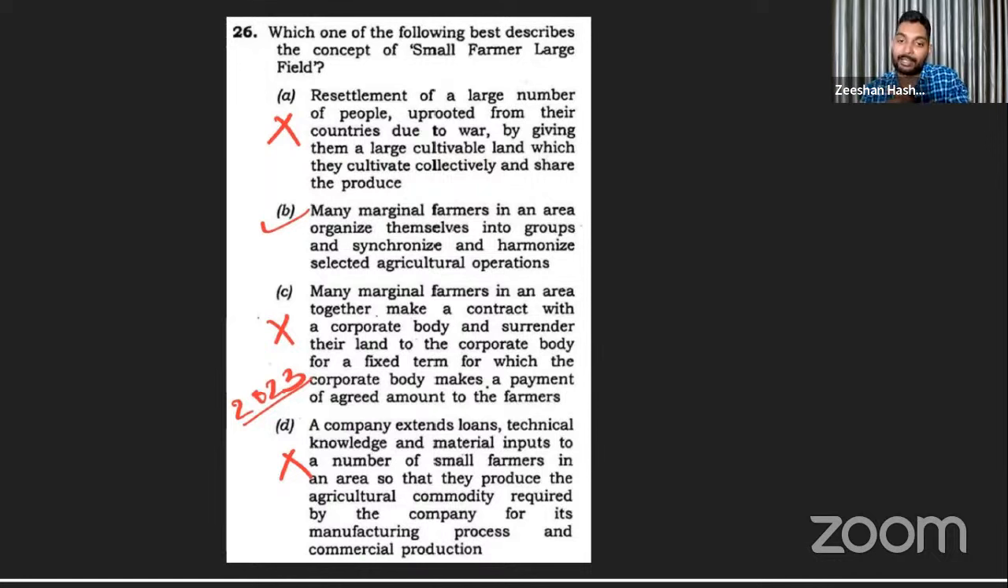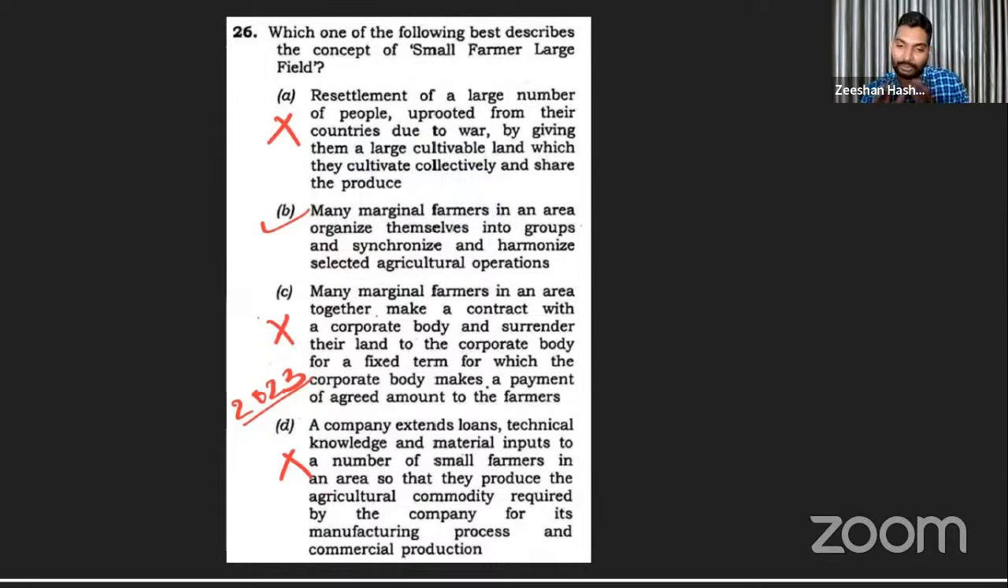But option C में क्या बात हो रही है? Farmer is surrendering his property, his land to a corporate body, which is a big red flag. Now let's jump to option D. A company extends loans, technical knowledge, and material inputs to a number of small farmers in an area so that they produce the agricultural commodity required by the company for its manufacturing process and commercial production.